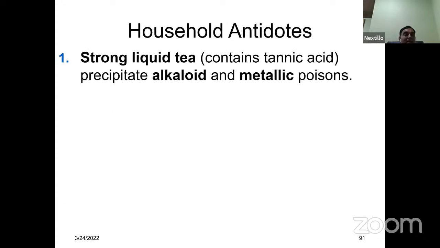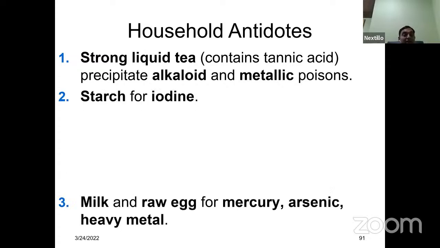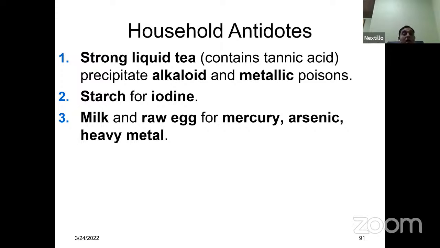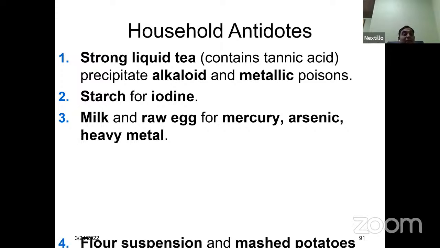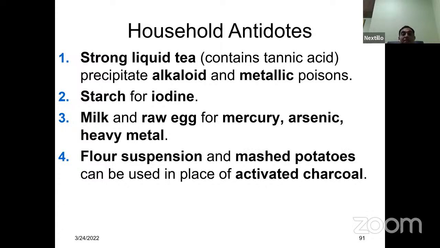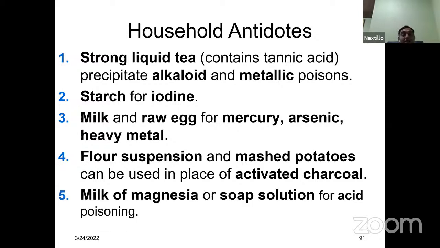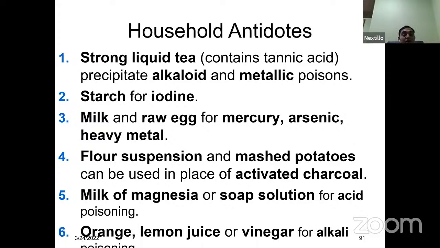Household antidotes: a strong liquid tea sometimes contains tannic acid, which may precipitate alkaloids and metallic poisons. Starch for iodine, then milk and raw egg for mercury, arsenic, and heavy metals. Flour suspensions and mashed potatoes can sometimes be used in place of activated charcoal. Milk of magnesia or soap solutions for acid poisoning. Orange or lemon juice or vinegar can also be used for alkali poisoning. So in short, these are all household remedies.